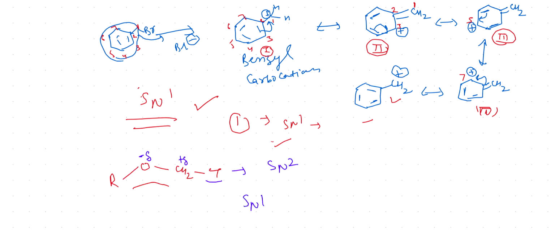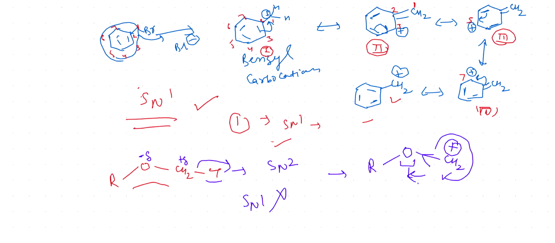But it cannot follow the SN1 mechanism. Why can it not follow the SN1 mechanism? If this Cl negative is removed first, what will happen? R O CH2, there will be a positive charge on this carbon. As we know, oxygen is electronegative in nature. It will pull the shared pair of electrons toward itself and make this carbon more electron deficient. So in other words, it will destabilize this carbocation intermediate.